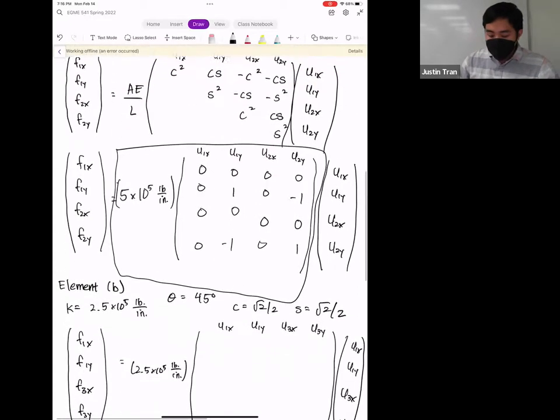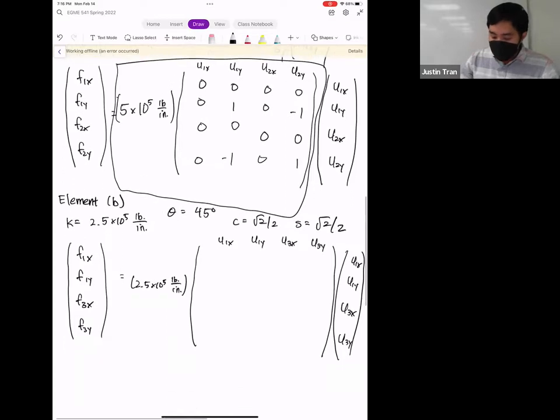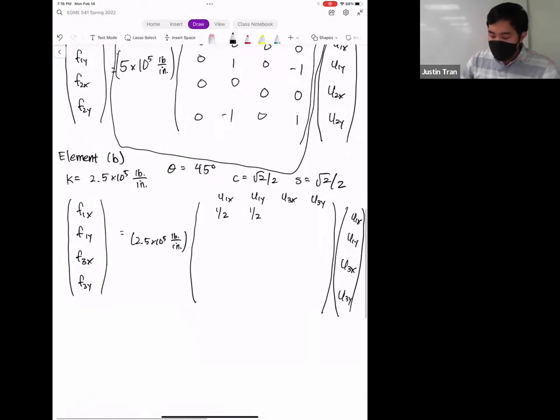And so first we have cosine squared. So we have root 2 over 2 times root 2 over 2. And so that's going to be 1/2. Next we have cosine times sine, which is root 2 over 2 times root 2 over 2. So again, we have 1/2. Our next entry is a minus cosine squared, and so that's going to be a minus 1/2. And then finally we have a minus cosine sine, and so that's going to be another minus 1/2.